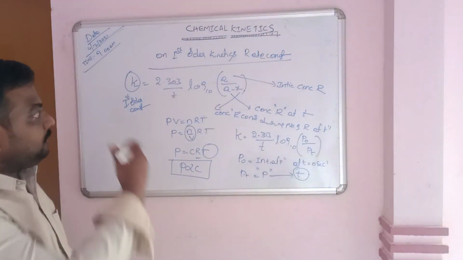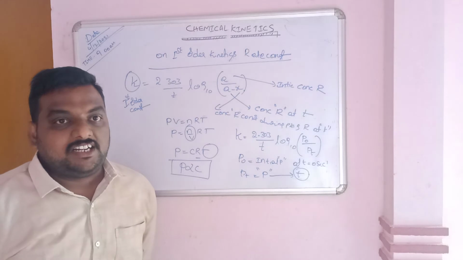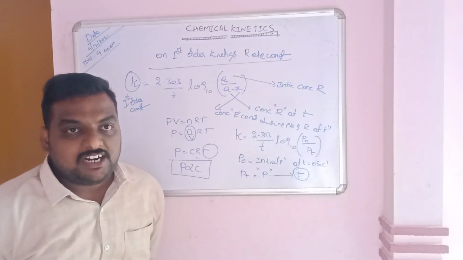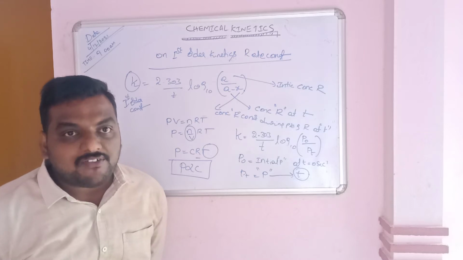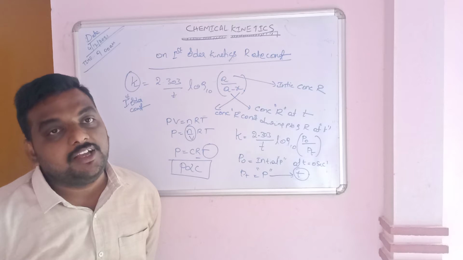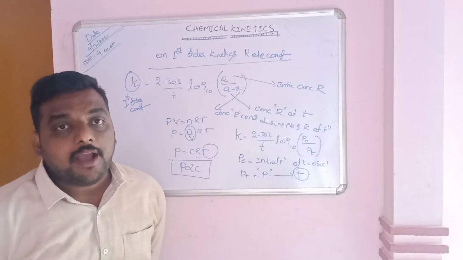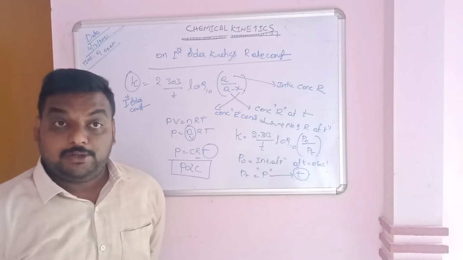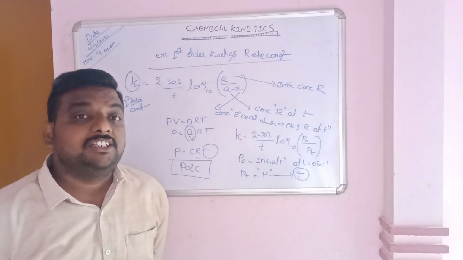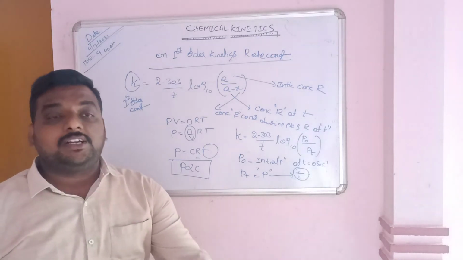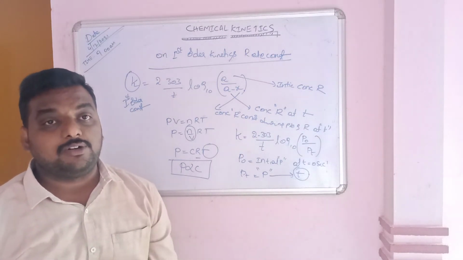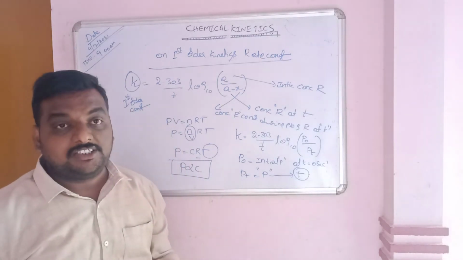Understand? We know that the first order rate constant in terms of concentration is K is equal to 2.303 by T log 10 base A by A minus X. But questions are asked in objective exams like JEE and NEET in terms of pressure, volume and optical rotation about the first order rate constant.